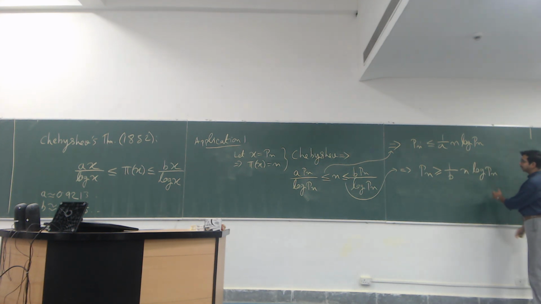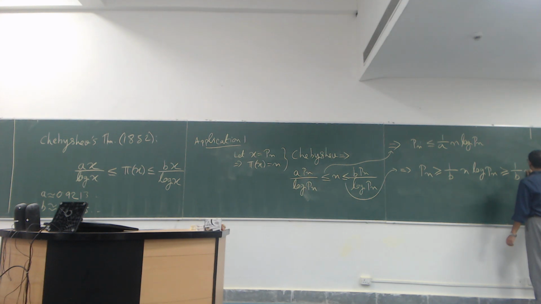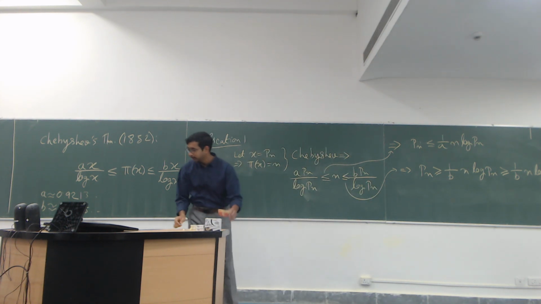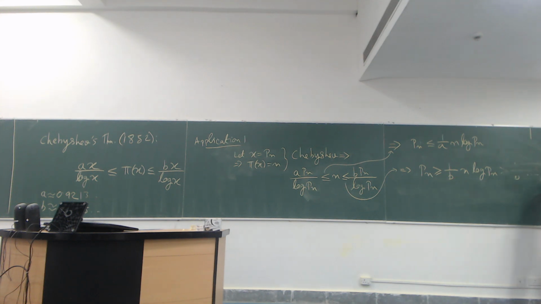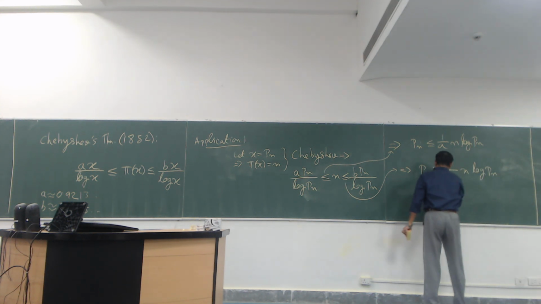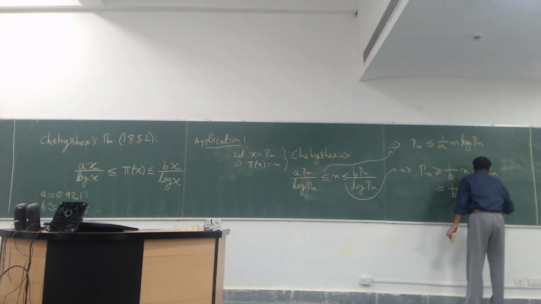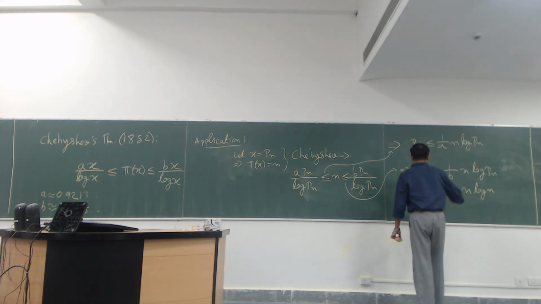Now, since Pn is larger than n, here we have 1 by b n log n. So this is (1/b) n log n. So about the lower bound, we already have this n log n thing here.